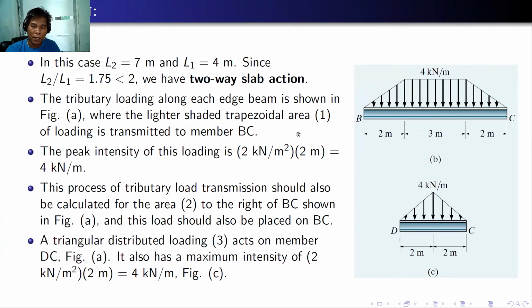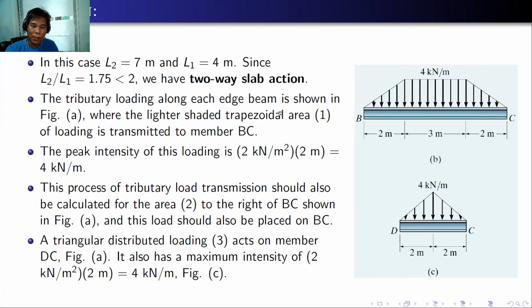So here is the solution. Since L2 is 7 meters and L1 is 4 meters, by taking the ratio between L2 and L1, that's 1.75, which is less than 2. So we can conclude that this is a two-way slab action, meaning the forces will be transferred in the short direction and in the long direction.